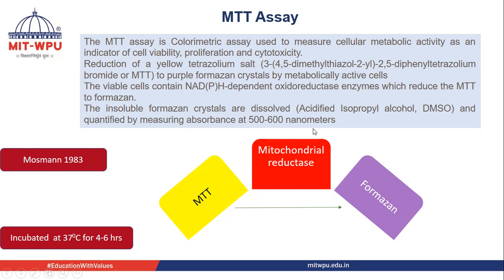is reduced in mitochondria to the purple colored formazan. The viable cell contains NADPH dependent oxidoreductase enzyme, and this enzyme reduces the MTT to formazan. Then later the formazan is insoluble, so we need to add a reagent. We have to add some solvent like acidified isopropyl alcohol or DMSO to dissolve it, and then we can quantify the dissolved formazan. Mosmann in 1983 introduced this MTT assay.